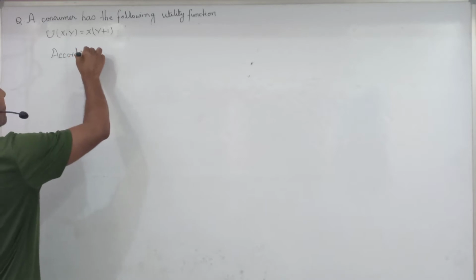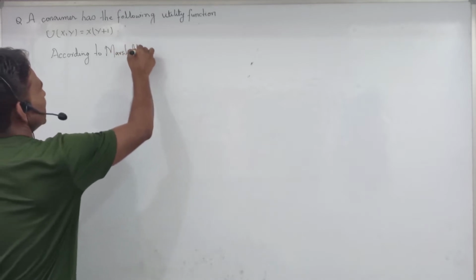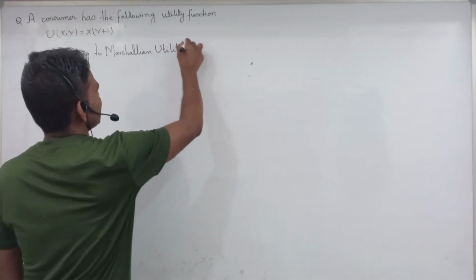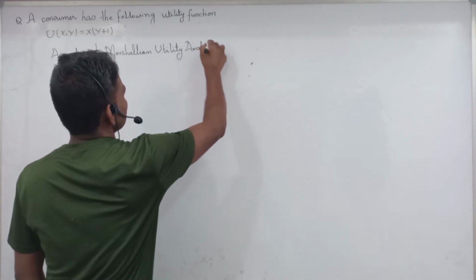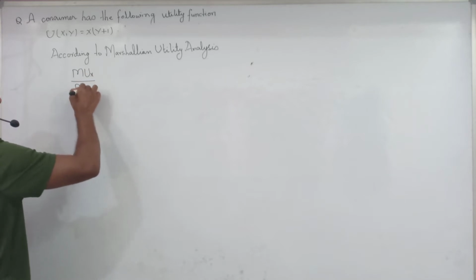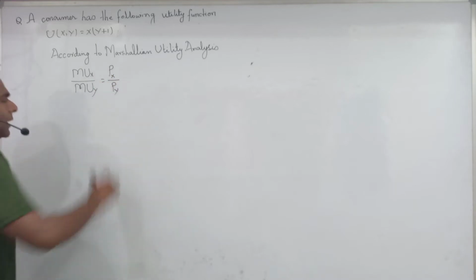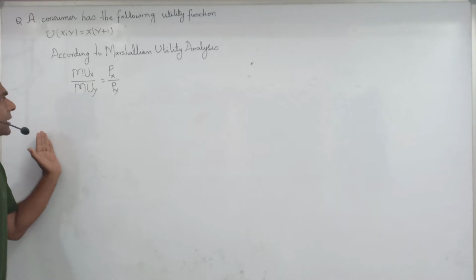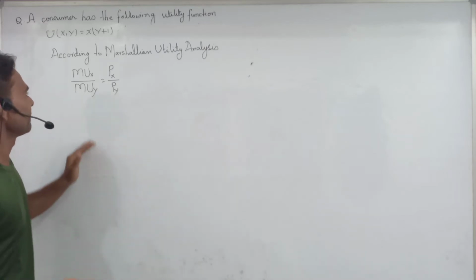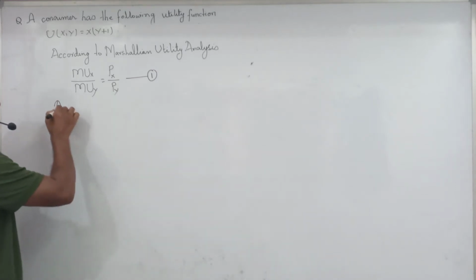According to Marshallian utility analysis, marginal utility of x by marginal utility of y equals the ratio of their prices, that is the price of x by the price of y. This is equation number 1.